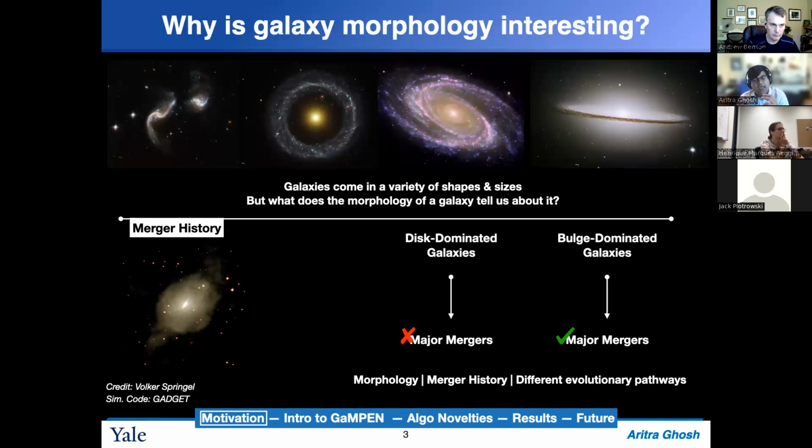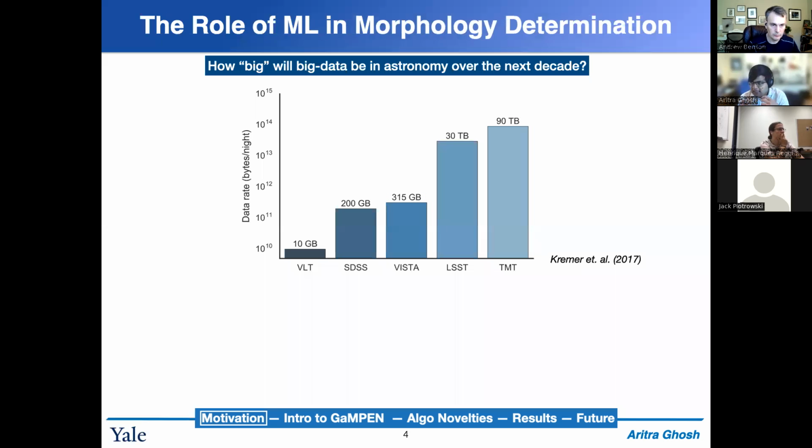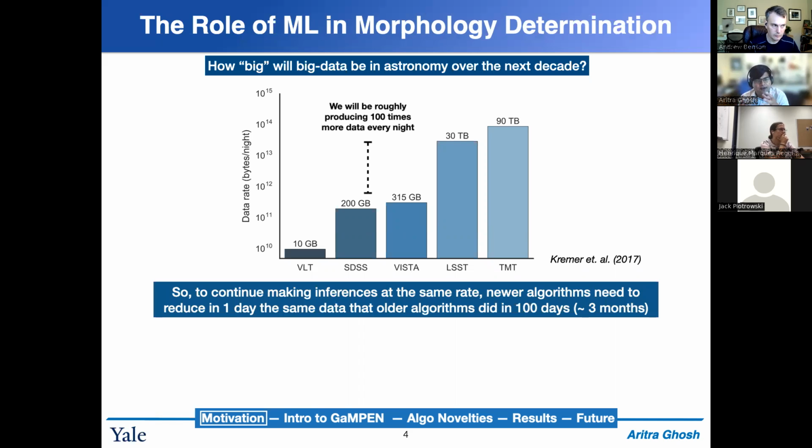The term big data is something that is thrown around a lot, but sometimes it's helpful to actually look at the numbers. So it's interesting to talk about how big big data will be in astronomy over the next decade. The y-axis in this plot is logarithmic. And so roughly what you could argue is that we'll be producing about 100 times more data every night. This is not strictly true, but if you give me a little bit of leeway, I could argue that to continue making inferences at the same rate, newer algorithms will need to reduce in one day the same data that older algorithms did in about 100 days or 3 months.